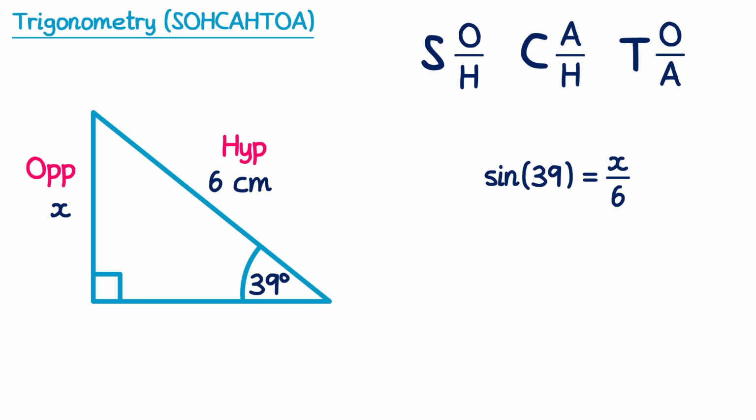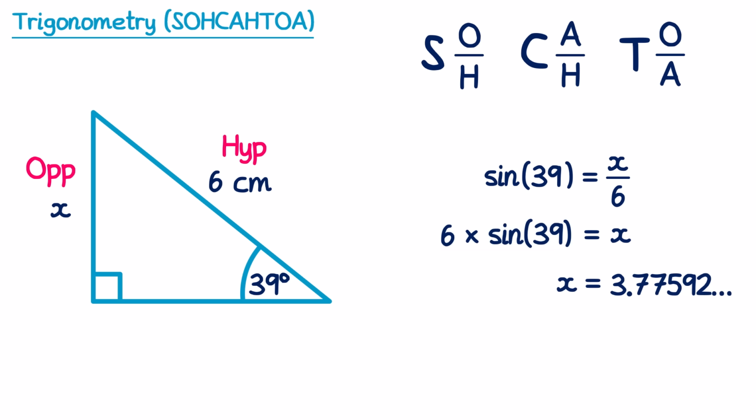On the right hand side we have x over 6, which means x divided by 6. So we're going to multiply both sides by 6 to solve this. If we multiply the left hand side by 6, we have 6 lots of sine 39. If we multiply the right hand side by 6, that will cancel the divide 6, so we just have x. We now know that x is equal to 6 times sine 39, and this part here can be typed into your calculator. If you type it into your calculator, it will give you the value of 3.77592 and so on.